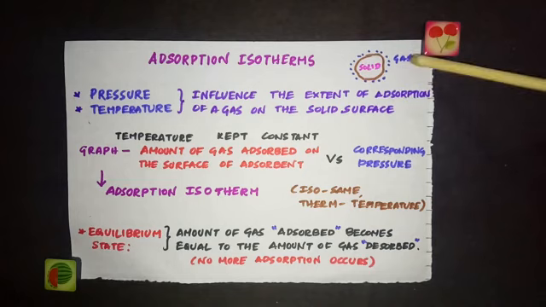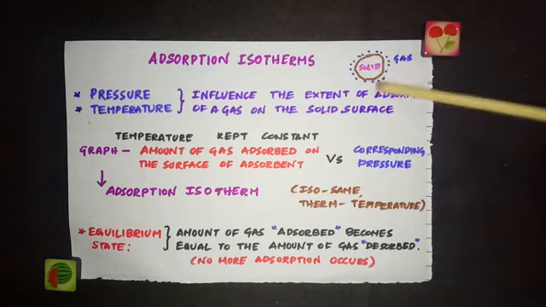The amount of gas that is getting adsorbed on this solid is called as the extent of adsorption. How much the gas can get adsorbed on the solid surface, that is called as extent of adsorption. As I told you, two main factors influence this extent of adsorption of a gas on the solid surface. The two main factors are pressure and temperature.